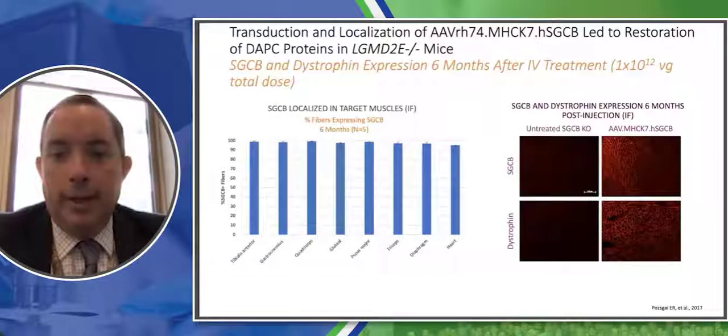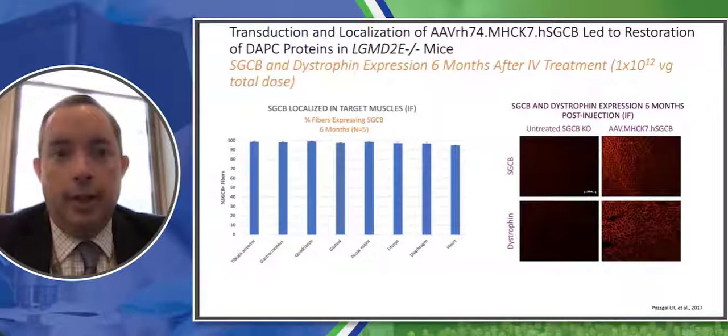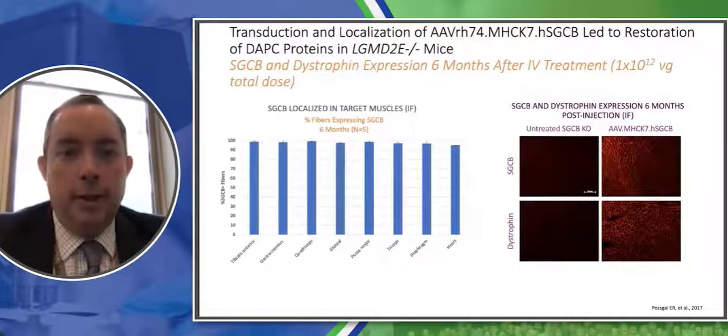Okay, so let's look at some data. People have made lots of headway with these types of gene therapy. This is data looking at a particular gene therapy for beta-sarcoglycan. Perhaps the best figure is there on the right, where you can see the untreated mouse muscles are on the left side of that panel and they're kind of dark, and you don't see any protein expression. And when you deliver that gene therapy, you're able to see the return of that sarcoglycan beta expression.